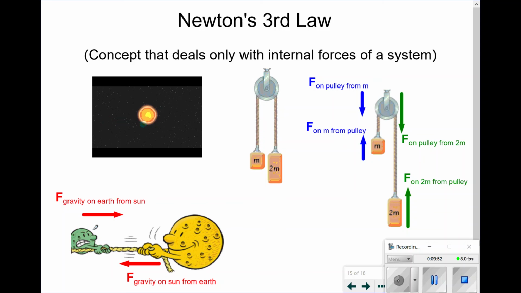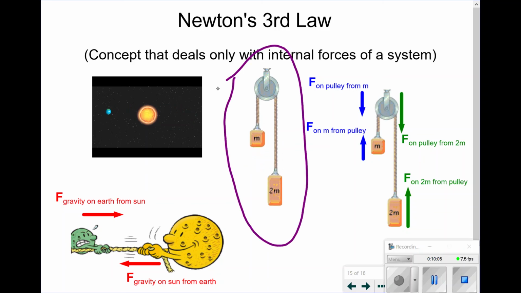And the reason for that is the fact that people often start to oversimplify scenarios and not think about who is really pulling on whom. So for example, here I have what's called an Atwood machine where I have 2 blocks attached to each other by way of a string, and the string is over a pulley. Now the question is, what does M2 pull on? Well, obviously, since M1 is going up, or M is moving up, M2 is pulling on M.